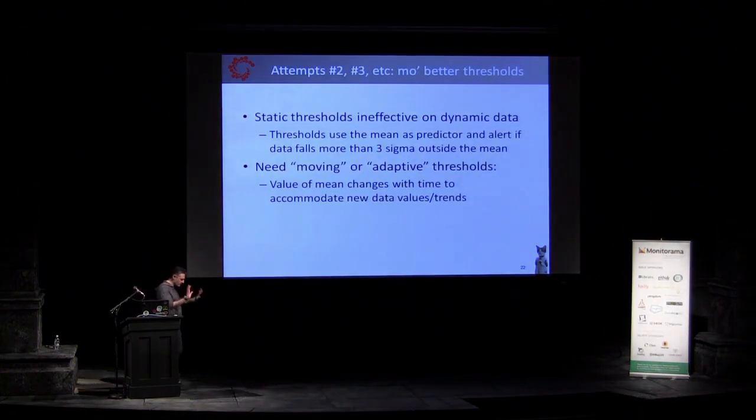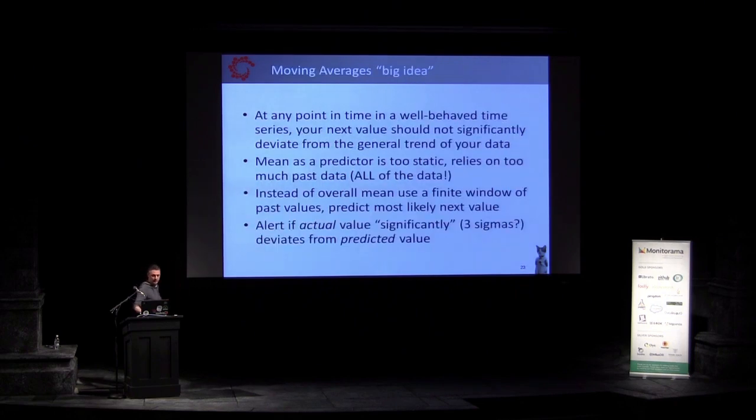So we say, all right, this is not good, we need to do something better. So then we start looking at other stuff. These static thresholds are ineffective on this kind of dynamic data because they use the mean as a predictor, right? We're looking at the mean, and then we look at 3 sigma on each side of the mean. So that mean is maybe not a good predictor. Let's look at something a little bit more dynamic. If our data is moving, let's look at some kind of moving mean with some kind of moving thresholds that accommodate new data and new values. Smart idea. All right, that's great, let's do this.